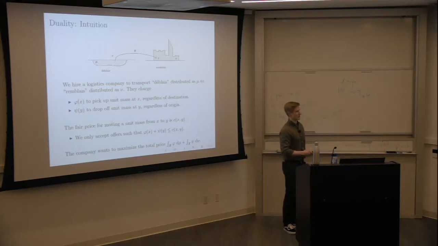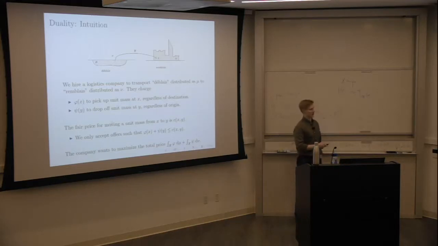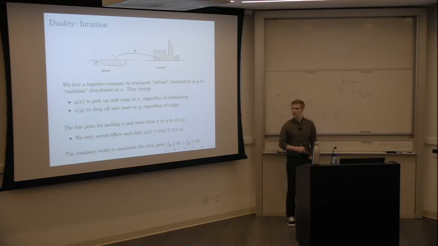They come to us, they offer us a function phi and a function psi, and we decide whether we'll take the contract or not. But we know that the fair price from x to y is given by this cost function that we've decided on ourselves. And so we're not going to accept any offers that charge us more than what we know is the fair price. And so this is where that constraint comes from.